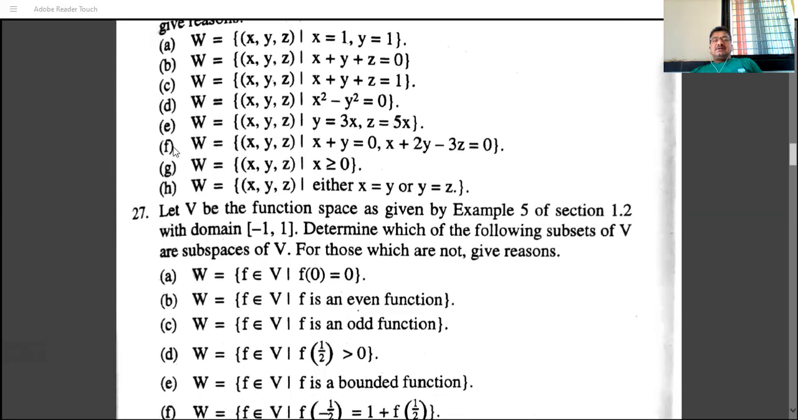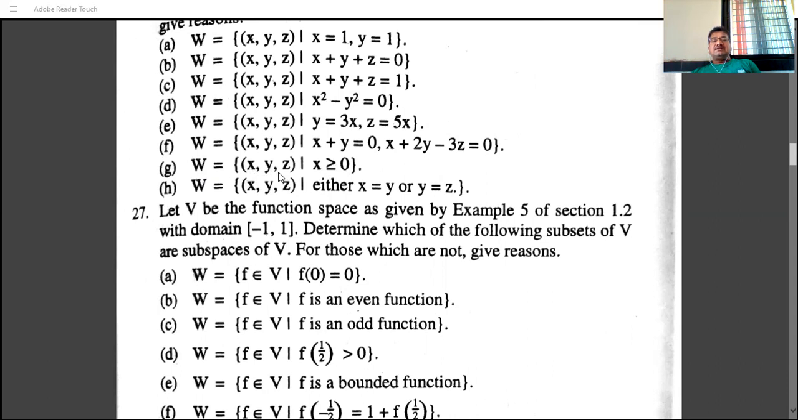Then this is the F in 26F, X plus Y is equal to 0. X is greater than or equal to 0. This is again not a subspace, because if X is greater than or equal to 0, for example, if you take the element 1, 2, 3, suppose 1, 2, 3 belongs to W.